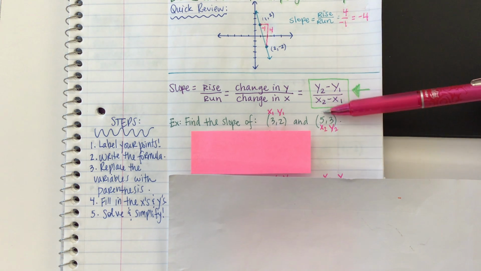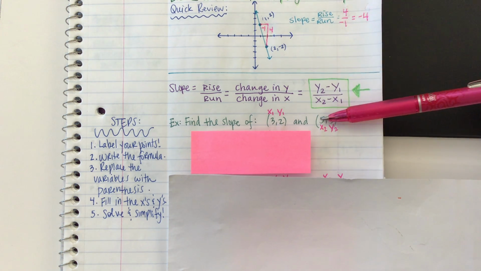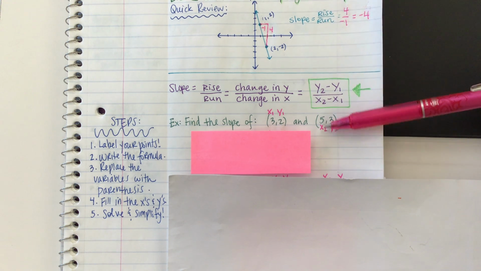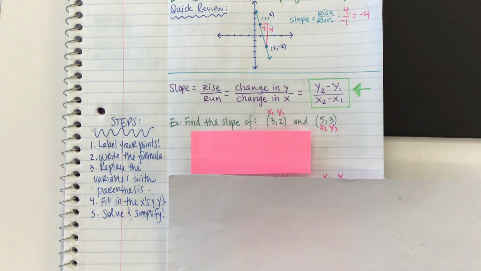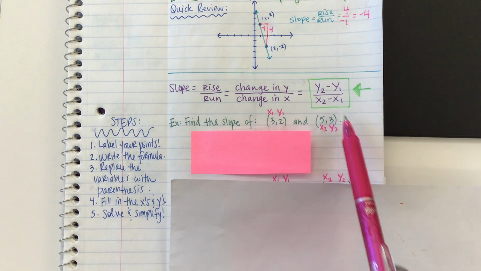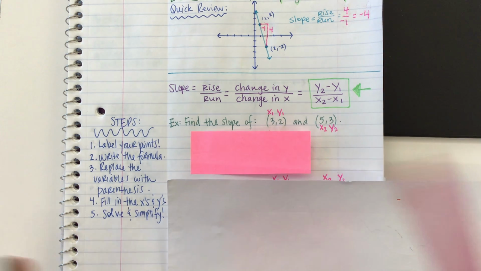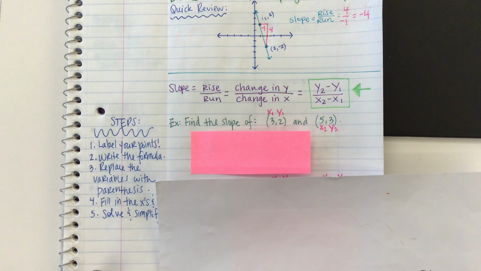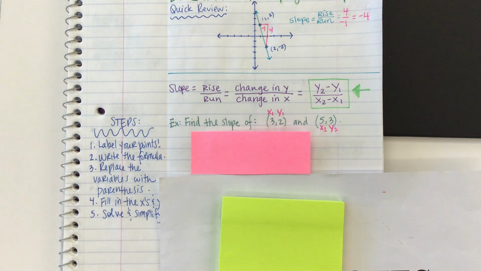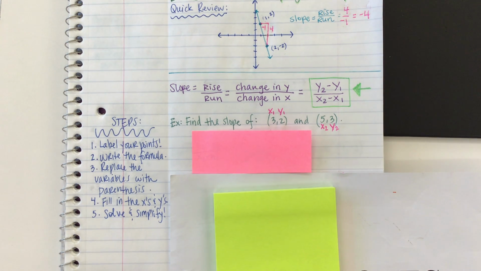This is my second point. This is my second x and my second y. Therefore, the 5 is x2 and the 3 is y2. Now, you could have thought of this as your first point and labeled it x1, y1, but what you cannot do is mix them, for example, you cannot write x1, y2 or x2, y1. It has to be x1, y1 and x2, y2. This is very important for when you are using the formula.